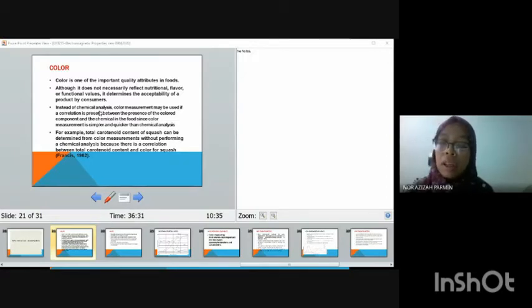The difference between qualitative and quantitative: usually qualitative is based on the eyes, the naked eyes. We see the changes of the color. But if we are using chemical analysis, such as measuring the carbohydrate or the glucose content in the food itself, we need to quantify it according to a number, the concentration. That's the importance of chemical analysis, and it's proven more accurate compared to qualitative.